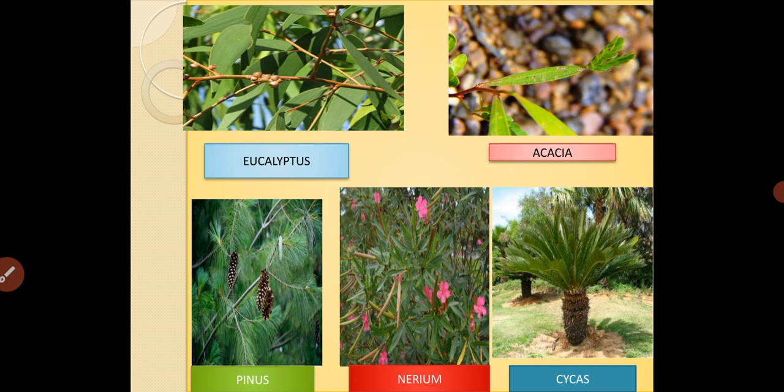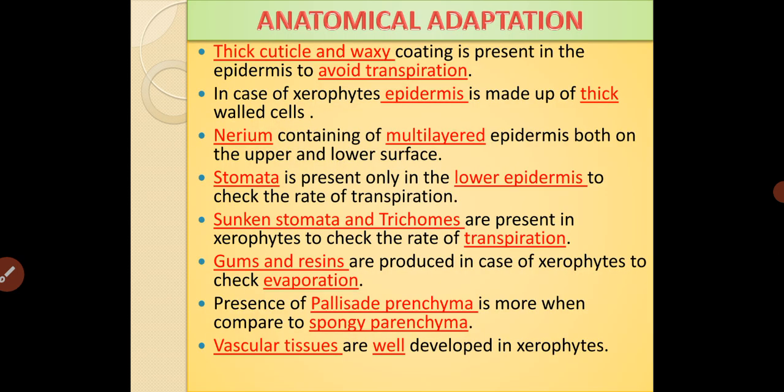In case of the pinus, the leaves are modified into needle-like structures to avoid the loss of water. In case of the nerium and cycas, a shiny leaf surface is present so that they reflect the sunlight directly. Let us move towards the anatomical adaptation.